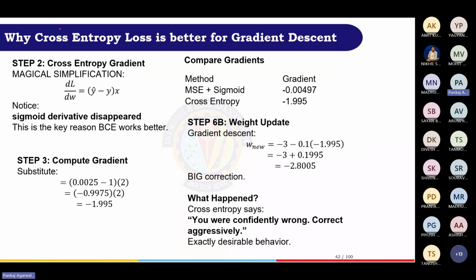So I took the cross entropy gradient this time for the binary cross entropy, right? And you compute the gradient. See, with MSE sigmoid, you get this. With cross entropy, you get this. So for the weight updates, when you do a big weight update, here you have done a good, big correction. Cross entropy says you were confidently wrong, so correct aggressively, which was not seen in the previous example.